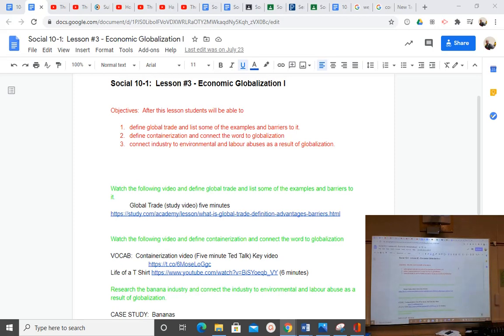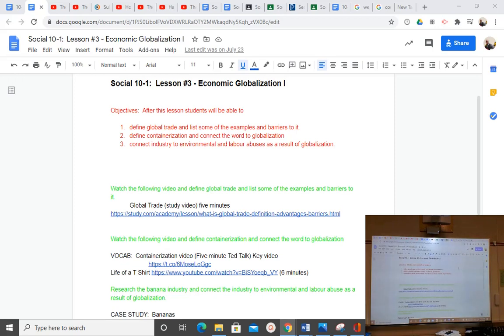So welcome back. This is lesson 3, Economic Globalization, part 1. It's part 1 because we'll have a unit later in the year that really focuses on economic globalization again. So hence the 1 there. We're meant to be able to define global trade and give some examples of it and some barriers to it.